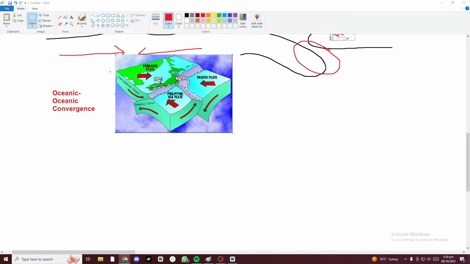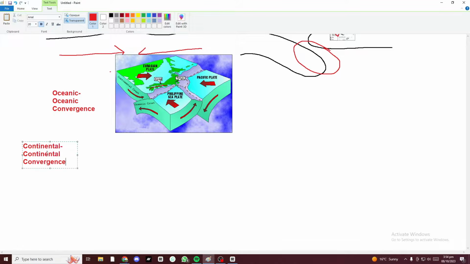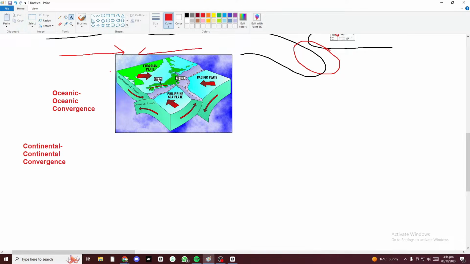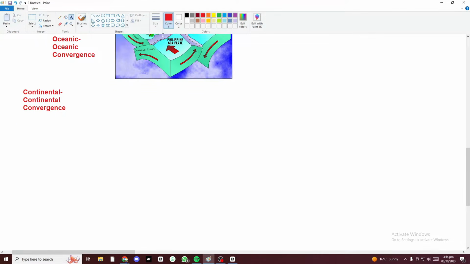And then finally we get continental convergence. This is when two continental plates collide and neither subducts because they have similar densities. Instead, they crumple and create vast mountain ranges like the Himalayas. So right here, we have continental plates. They come together, and because they both have similar densities, they end up pushing against each other, like so.